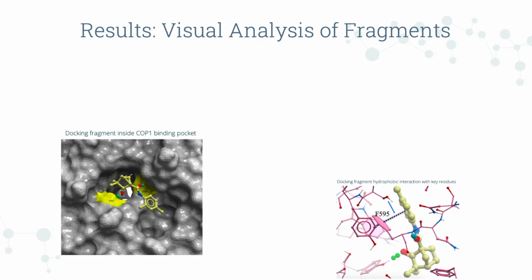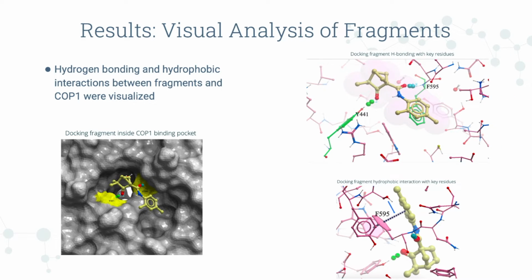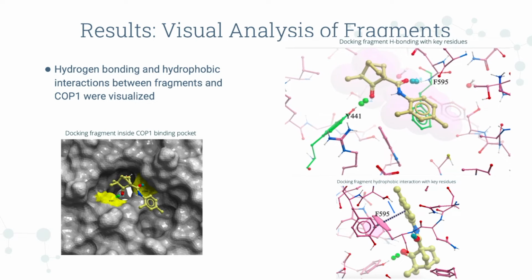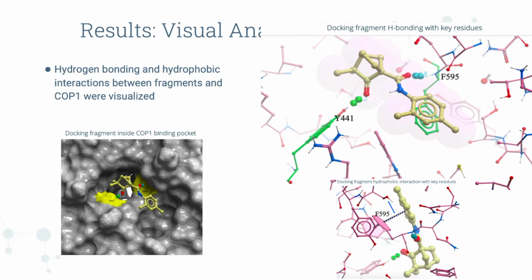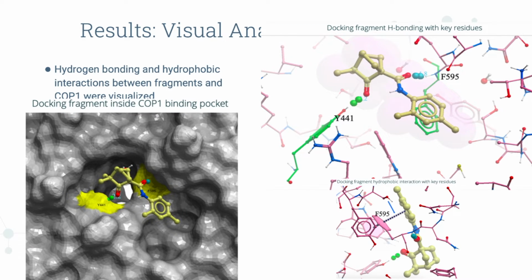Some structural representations of the docking output fragments that interacted with COP1 were also created. The hydrogen bonds and hydrophobic interactions between the major interaction residues of COP1 and the fragment hits were shown. Here, we can see one of the many fragments forming hydrogen bonds with the crucial COP1 residues F595 and Y441. This image depicts the same fragment but in a mesh view. The fragment is seen inserted inside the binding pocket of COP1 while interacting with the key residues.